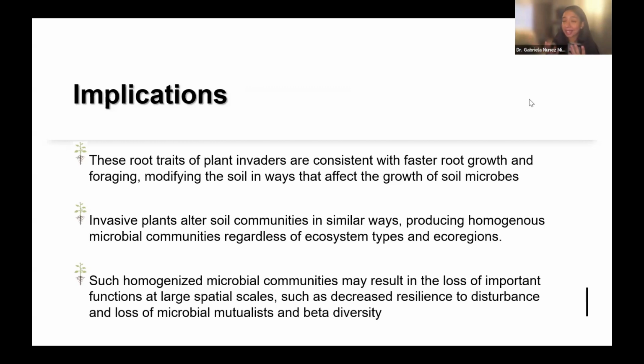Beyond that, these invasive plants are altering soil communities in very similar ways. So this is producing very homogeneous, very similar microbial communities, regardless of the ecosystem type and regardless of the geographical context of that community. And this is very important because such homogenized microbial communities may result in the loss of very important functions, community, ecosystem services that are occurring at larger scales, perhaps at regional scales. Something such as decreased resilience to disturbance, for example, which is a service that occurs at a larger scale, or the loss of microbial mutualists and beta diversity.